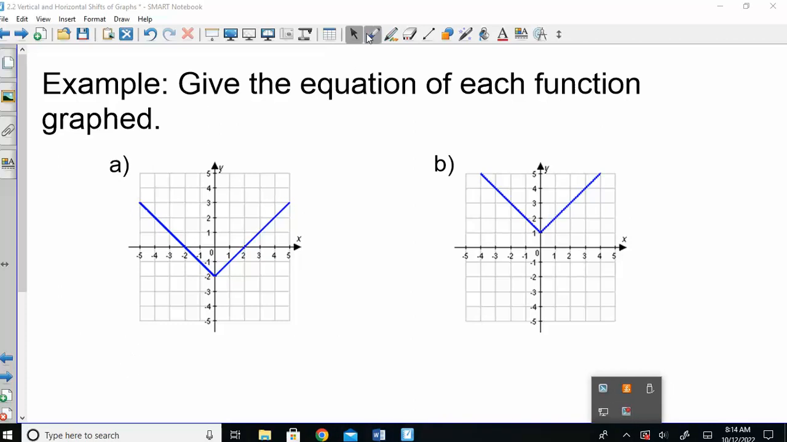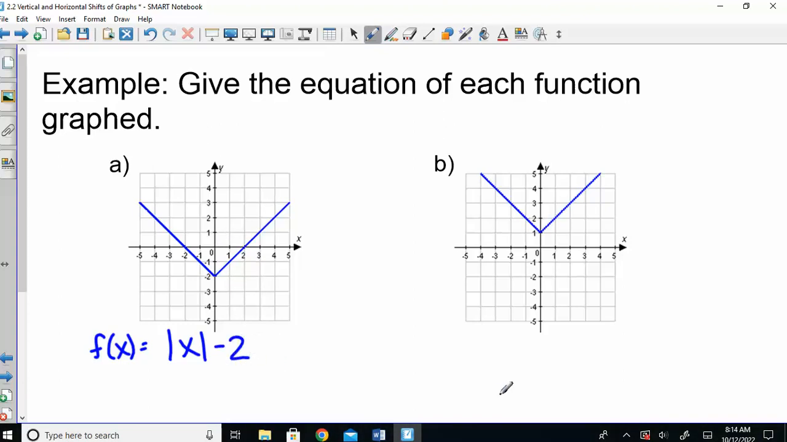Okay, so we know it's an absolute value. So you could say f of x equals, or y equals, or g of x equals, whatever. And how did this move my normal absolute value? So minus 2 on the end. All right. Okay, what did you put for this one? F1. Absolute value of x plus 1. Good.